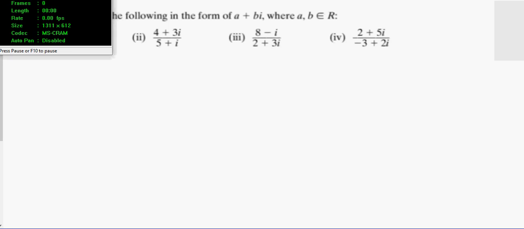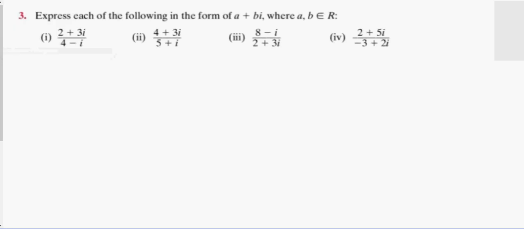Alright guys, now read the question first and foremost. Express each of the following in the form a plus bi, where a and b are elements of R. What would be an example of an answer that's allowed? Would this answer be allowed? Is that a good answer?